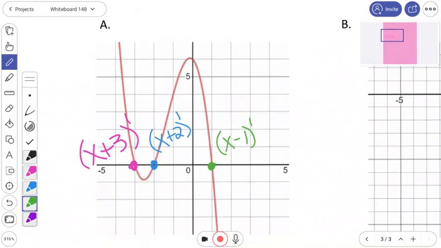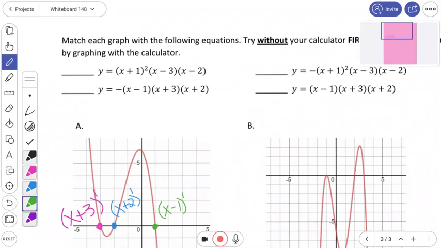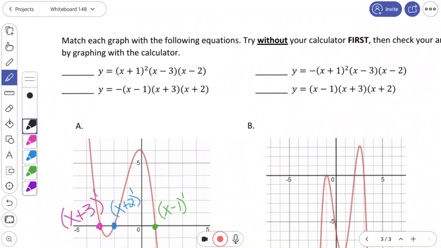So I'm looking at this graph, and I see that I have 3 factors: x plus 3, x plus 2, and x minus 1. So I come up here and I look at my answer choices, and I notice that this function right here has all of the x-intercepts, all of the factors that I need, and this one right here has all of the factors that I need. The only difference is this negative right there out in front. So which of these equations matches my graph?